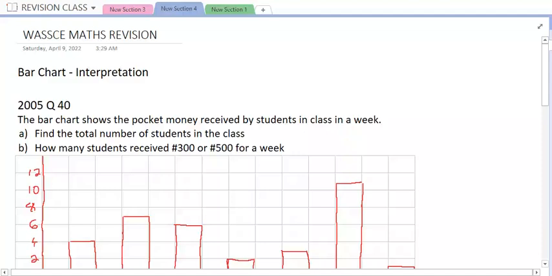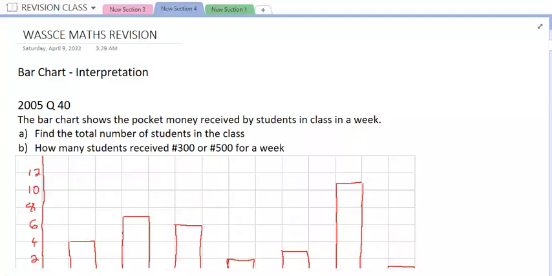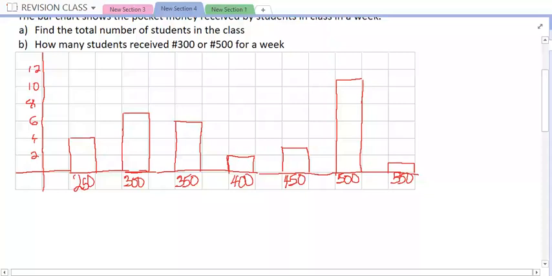The question reads, the bar chart shows the pocket money received by students in a class in a week. Question A, find the total number of students in the class. Question B, how many students received 300 or 500 for a week? And they gave us the bar chart. Now question A.